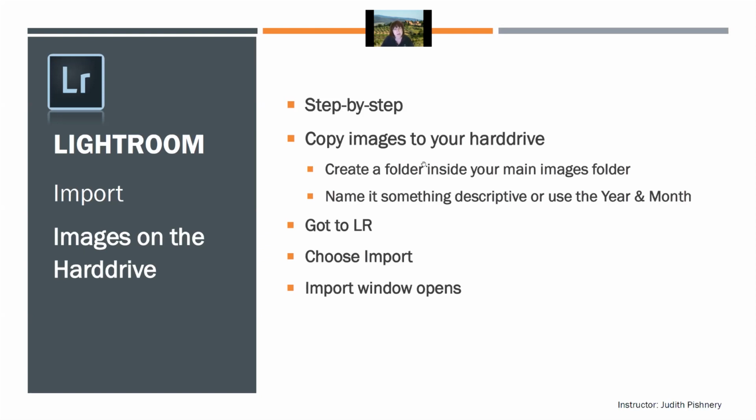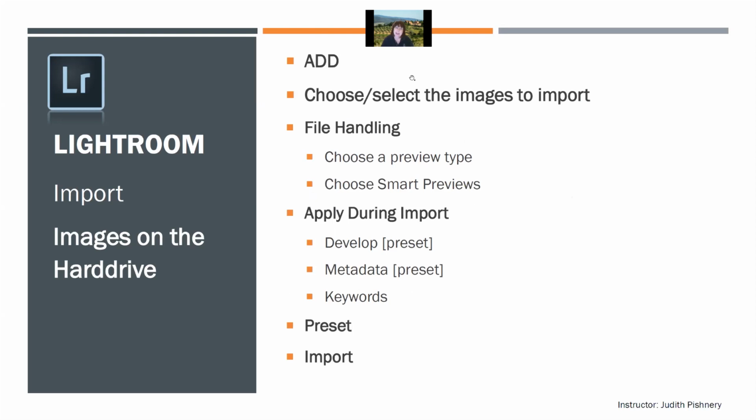Once you have the images already copied over to your hard drive, go to Lightroom. If it's not open, go ahead and open it. You then choose the import option, and it will open the import window. In the import window, you will be able to choose and select the images you want to import.